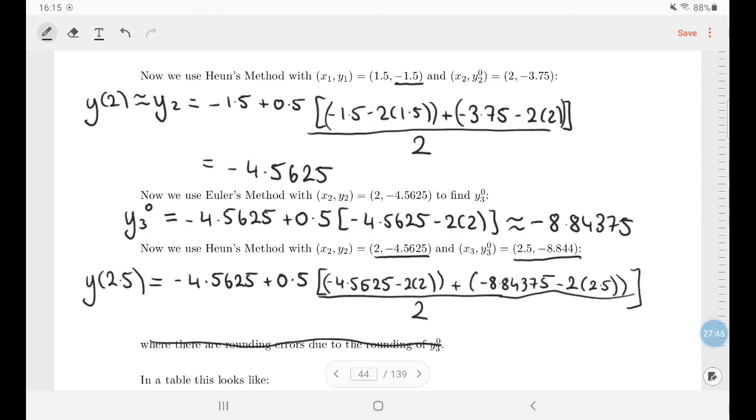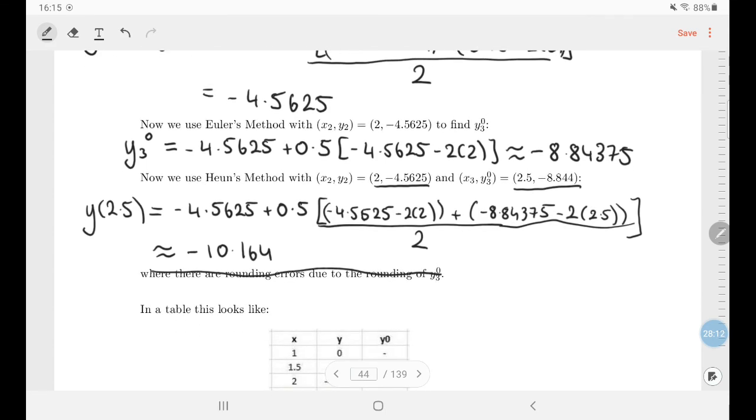Minus 4.5625 plus 0.5, that will be divided by 2, minus 4.5625 minus 4, minus 8.84375 minus 5, and there's loads of significant figures. This is probably the time to round at the end rather than earlier. And let's go at 5 significant figures, minus 10.164. Okay, so the rounding error is due to something else. So actually this should be an equals.